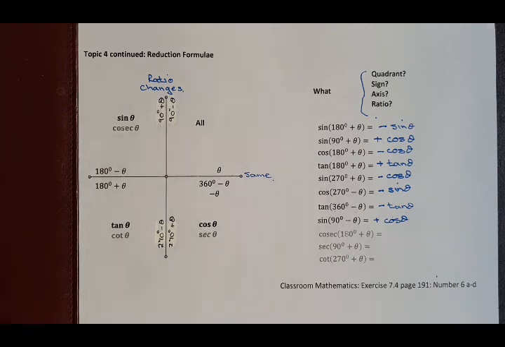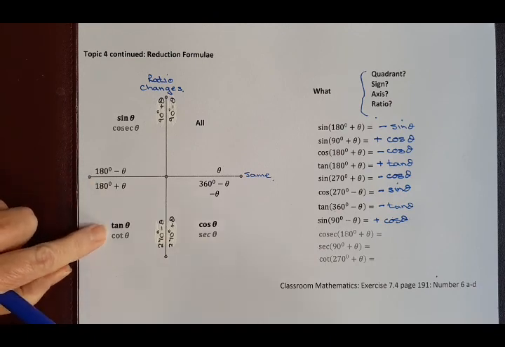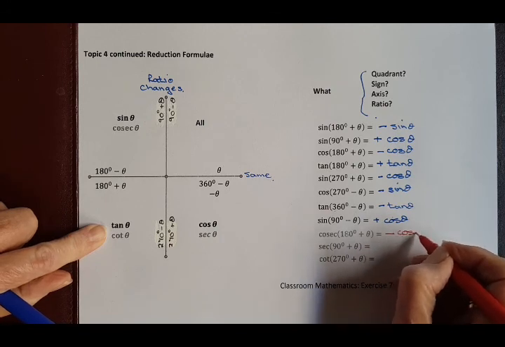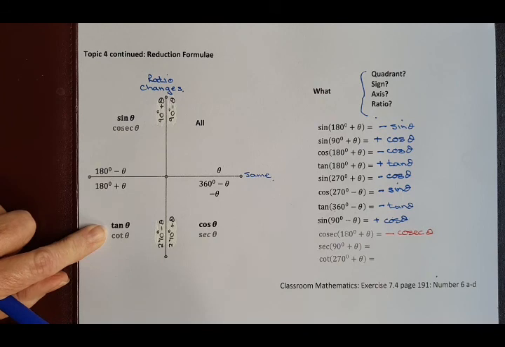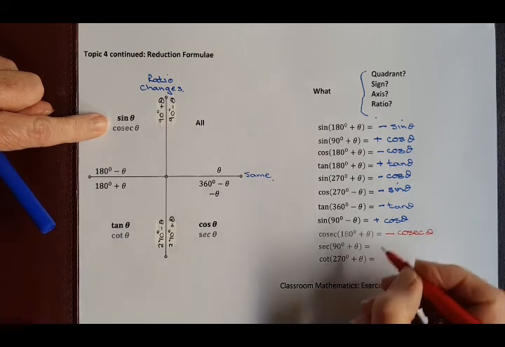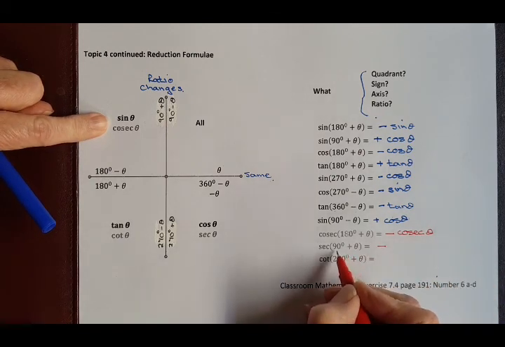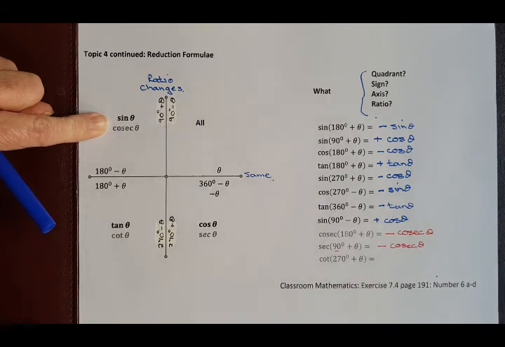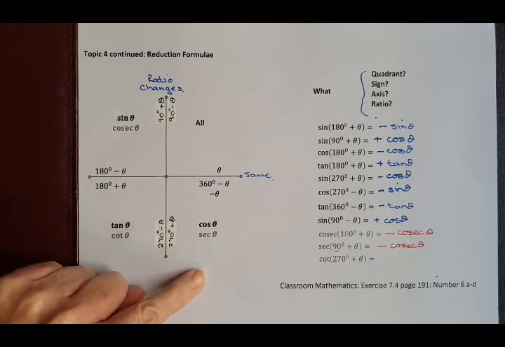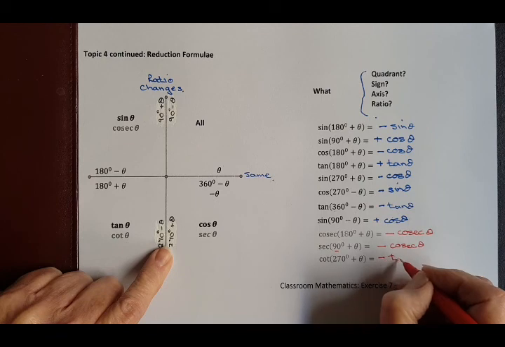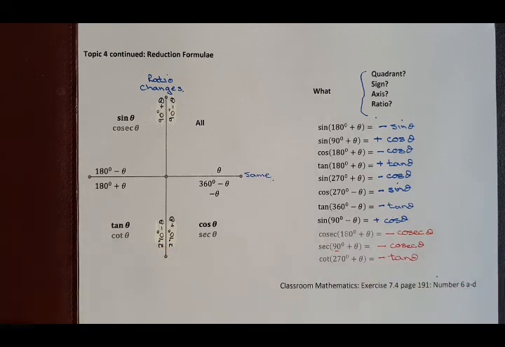Cosec of 180 plus theta, what quadrant? Third. What sign? Negative. What axis? X. What ratio? It stays the same. Sec of 90 plus theta, what quadrant? Second. What sign? Negative. What axis? Y. What ratio? It changes to its co-function. Cot of 270 plus theta, what quadrant? Fourth. What sign? Negative. What axis? Y. What ratio? It changes to its co-function.